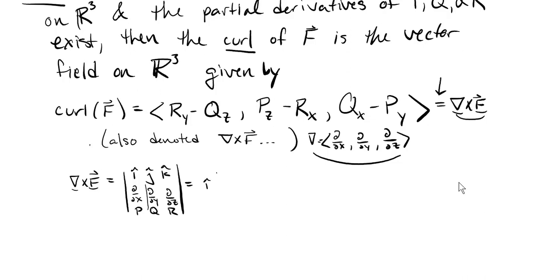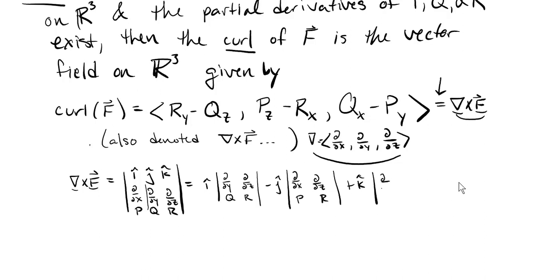In the I direction, we get the 2x2 determinant of this stuff. The J direction always gets that extra negative. We remember that. And what's left behind when we cross out the row and column of J is this. And finally, when we cross out the row and column of K, we get this 2x2 determinant.